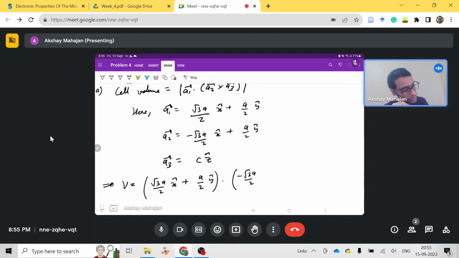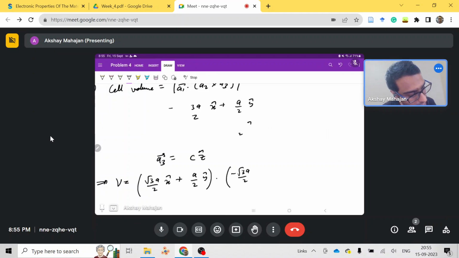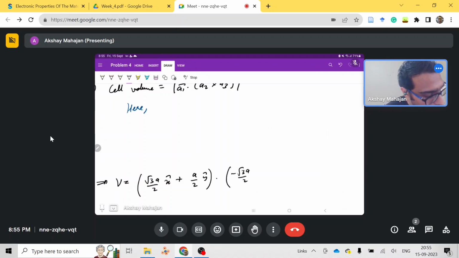I should have written that in blue maybe. Okay, that's fine I guess now. Let me just write this in. Sorry about that. This is the given definition, so we should write it in a different color. So it is given that E1 vector is equal to root 3 A by 2 x cap plus A by 2 y cap.